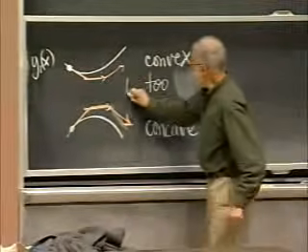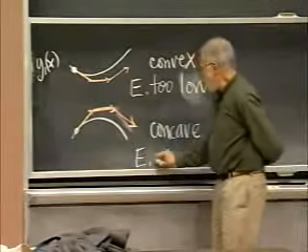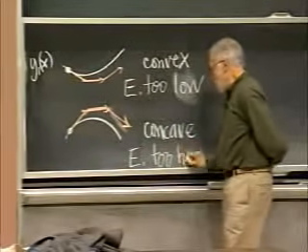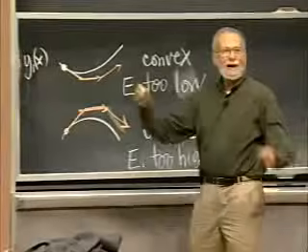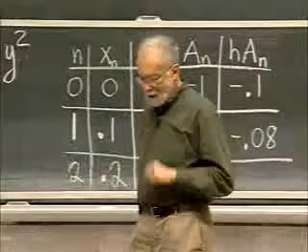Let's put E for Euler. How about that? Euler is too low. If it's concave, then Euler is too high. Okay, that's great. There's just one little problem left.